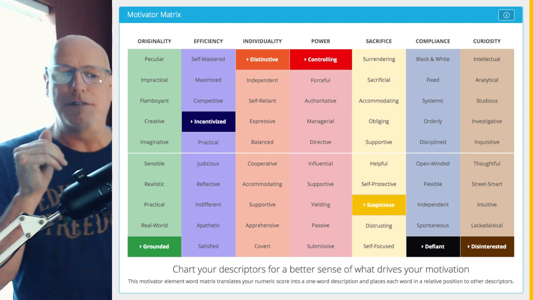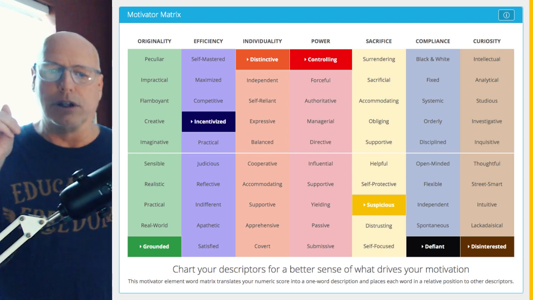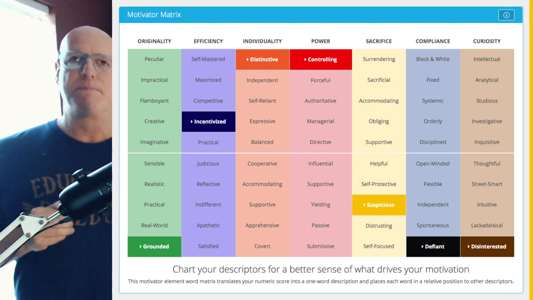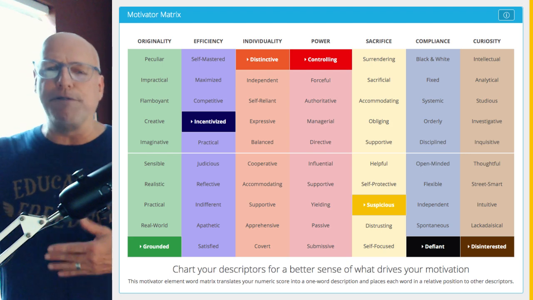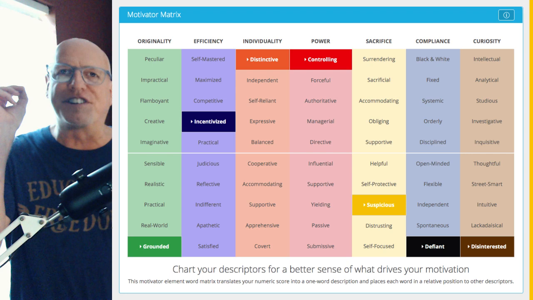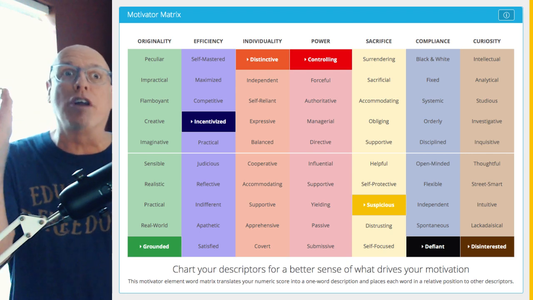Now, this high distinctiveness in the individuality and the low compliance, which is defiance, is freedom seeking. So this person wants to be free from the control of other people, the rules of society, and the answers to all the questions.